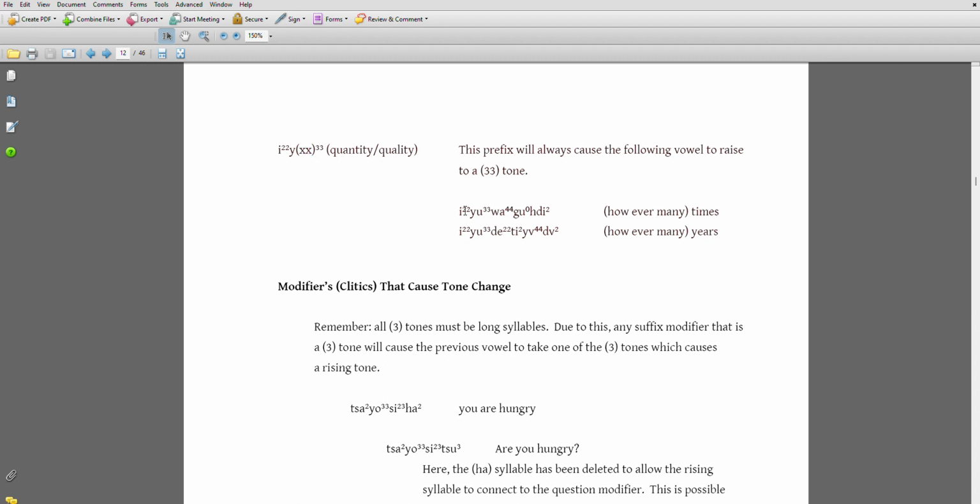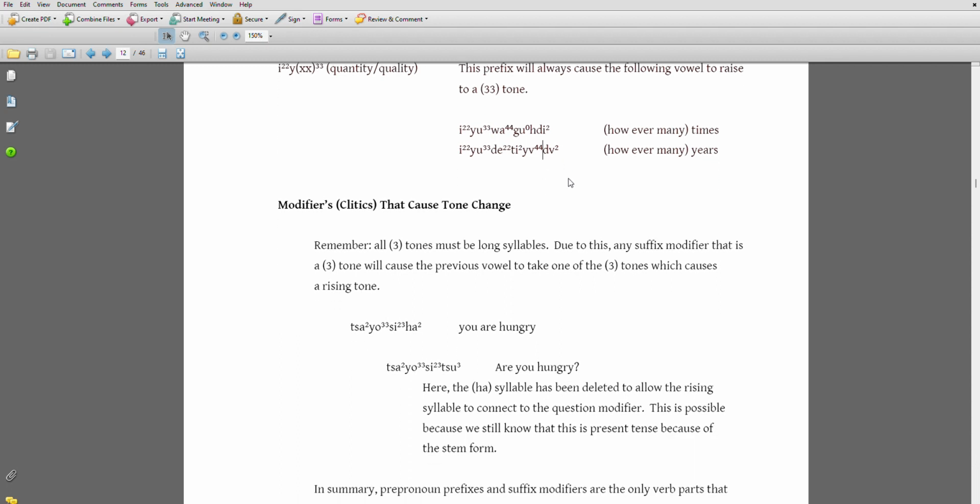So when we add it to a word like this, iuwakti, that means however many times. So like sawa iuwakti, one time. Iudetiada, however many years. So you could say talsko, 20, iudetiada, 20 years.